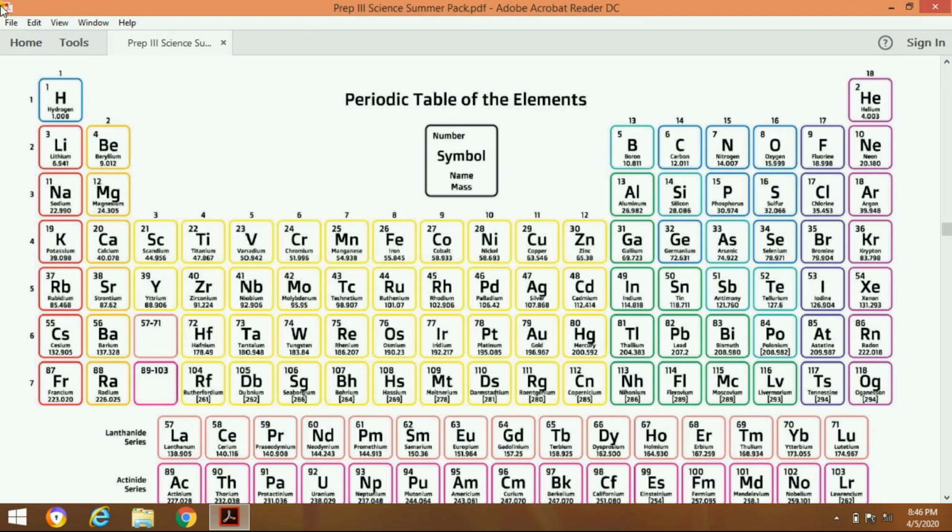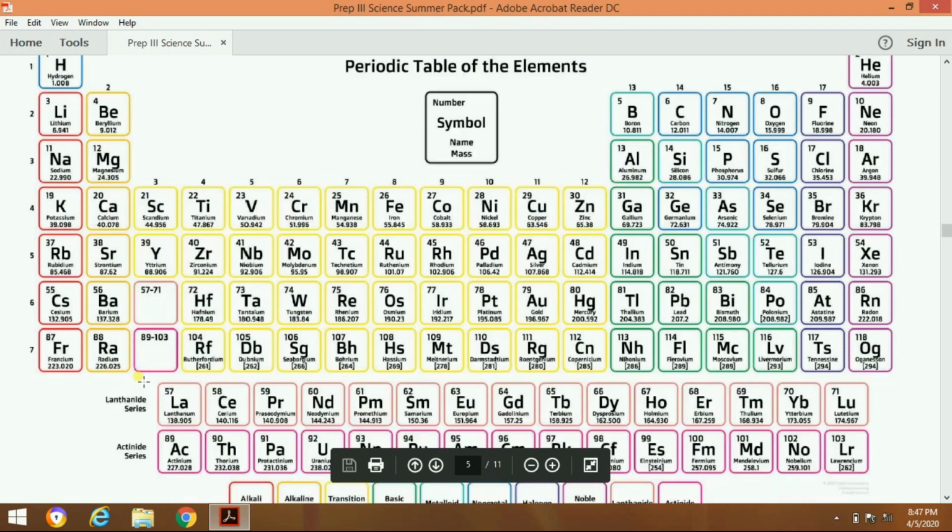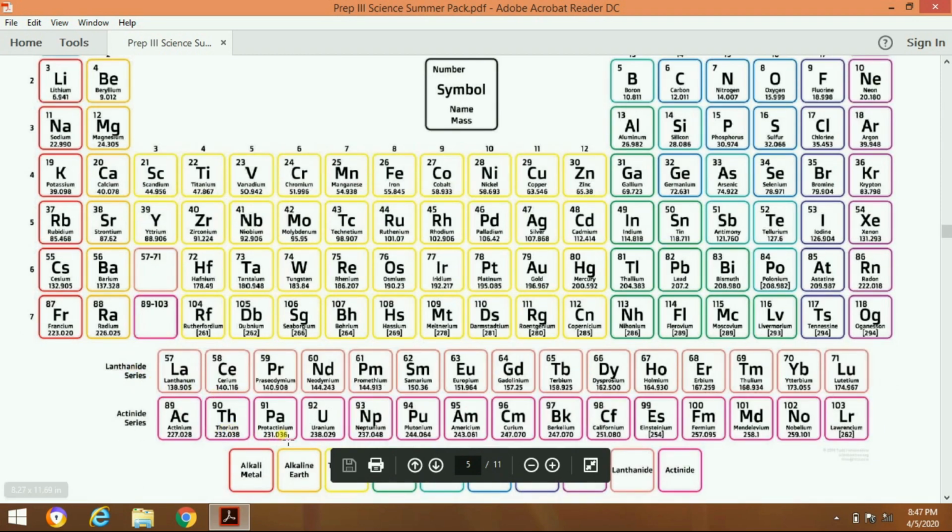You can see that in the first period there are only 2 elements, hydrogen and helium, so it is the shortest period. And then the second and third contain 8 elements. Now you can see here the sixth period is the longest period of the periodic table, while the 7th period is still incomplete. The 6th and 7th periods contain the lanthanide and actinide series.